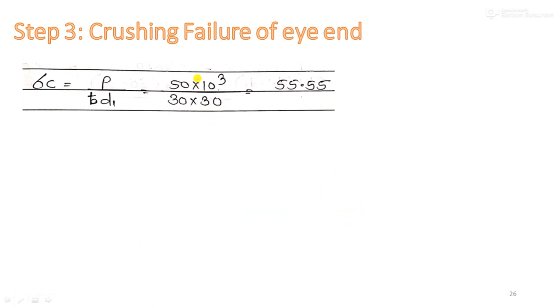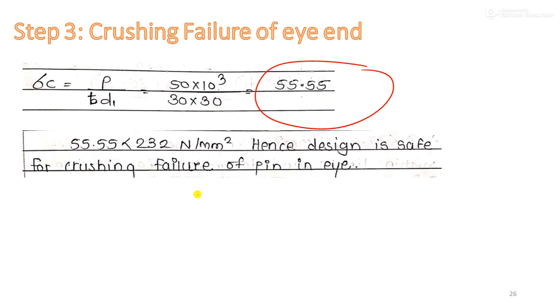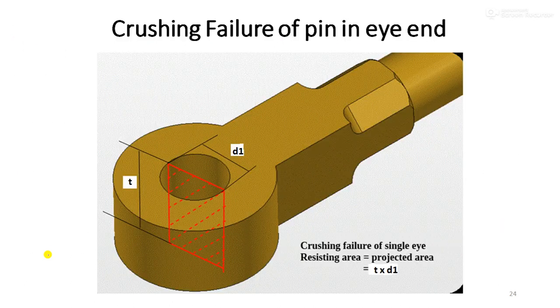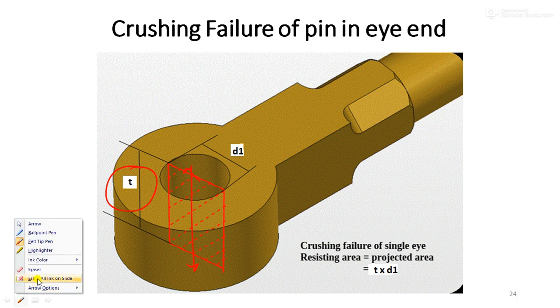So P is 50 into 10, T we know is 30, and D1 is the diameter of the pin. So what is this? 55 upon 55. But what is the localized allowable compressive stress? It is 32. So 50.155 is less than 32, which means your pin will not get crushed. When you insert the pin inside this eye, about the fork we will understand later on, the T portion of the pin which is inside the eye will not get crushed.